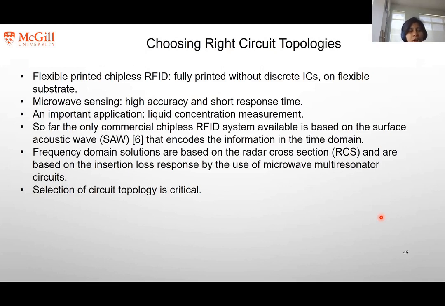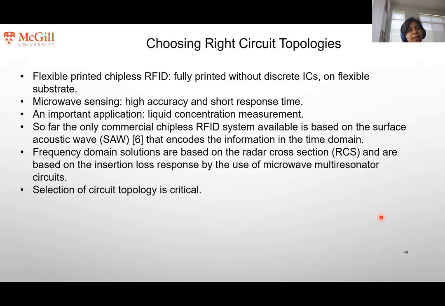So the last thing I'm going to talk about in the tutorial today is how choosing the right circuit topology matters, because many times we design these printed sensors using the conventional design used for conventional microfabrication techniques. And that's probably not suitable, because when we're talking about printing, our resolutions and capabilities are different. So this is one example.